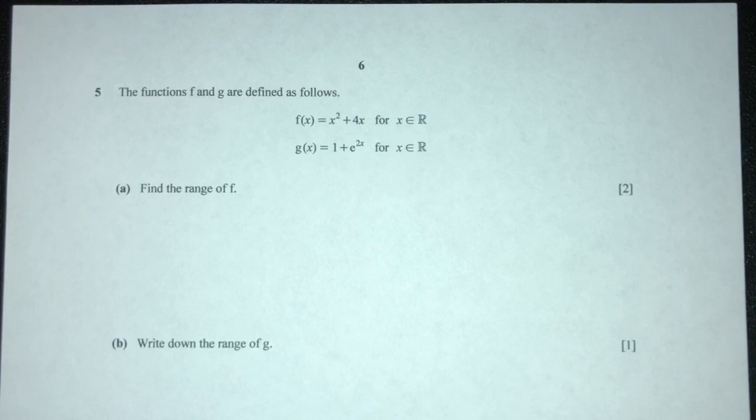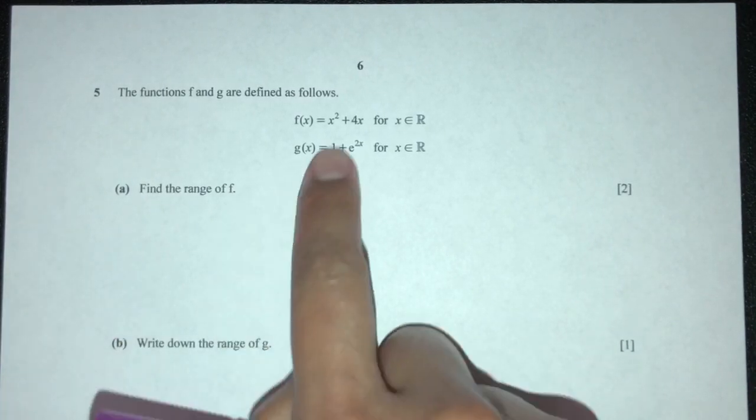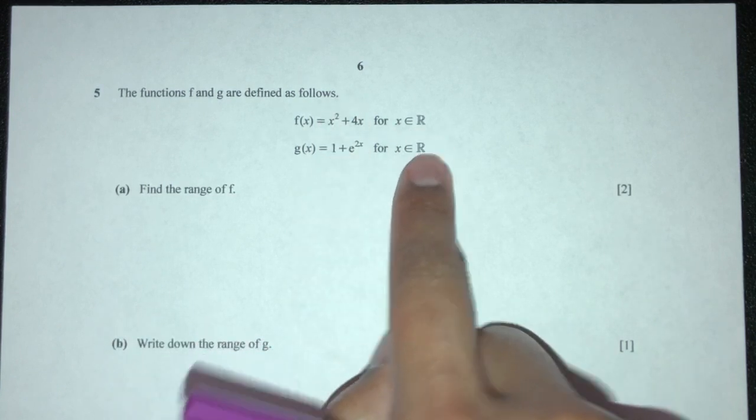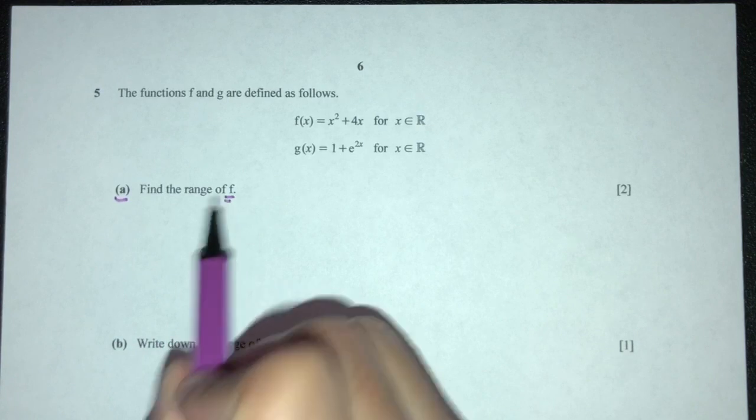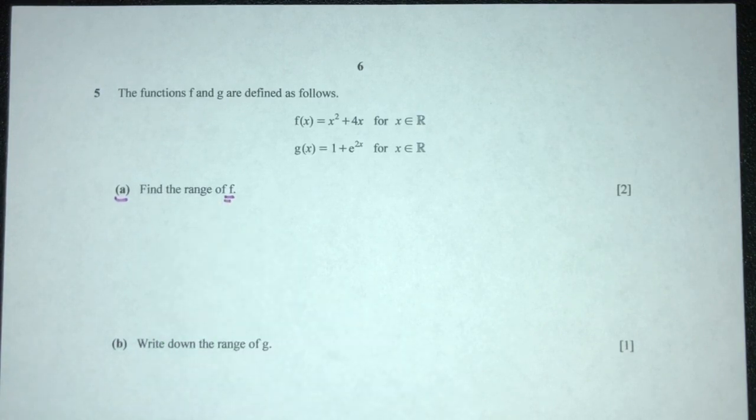Now let's move on to question number 5. Here we have functions f and g defined by the following expressions. X can take any real values. Part 1: we have to find the range of f. The range of f means what y values the function can take.